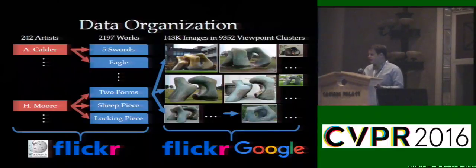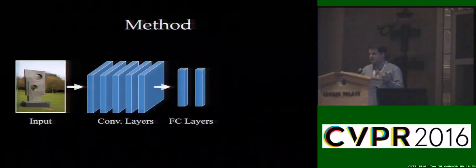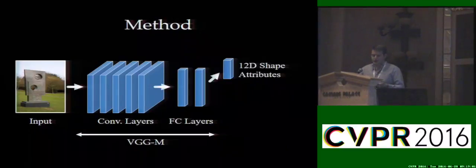So the next thing we need to explore is a method. And what we're going to do is we're going to use, of course, convolutional neural networks. We're going to map the input image through a convolutional neural network, specifically the VGG-M network, which was pre-trained on ImageNet for classification. And we're going to ask it to predict two things. The first is the 12 shape attributes that we have labeled in the dataset. So for example, in this image, we should expect it to predict that this object has a hole and it touches the ground in one location.